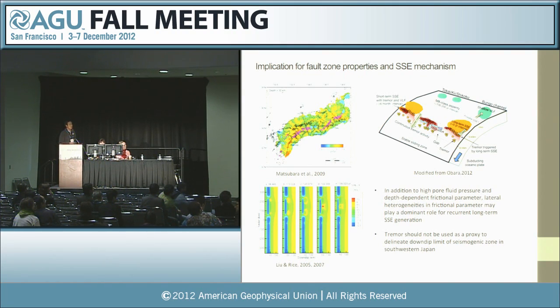But given that all the slip events initiate roughly at the same location on the plate interface and migrate in similar fashions, that indicates, in addition to the depth-dependent frictional parameter as well as the high pore fluid pressure, we also should consider the lateral heterogeneity of frictional parameters on the plate interface. And also, since the transient slip actively relieves the accumulated strain on the plate interface, we think we cannot use the tremor as a proxy to help define the down-dip limits of strong coupling in southwestern Japan.